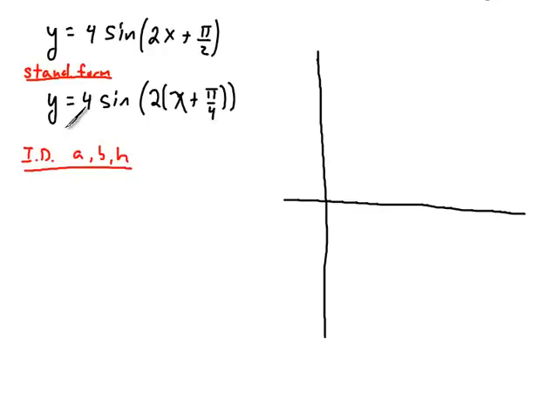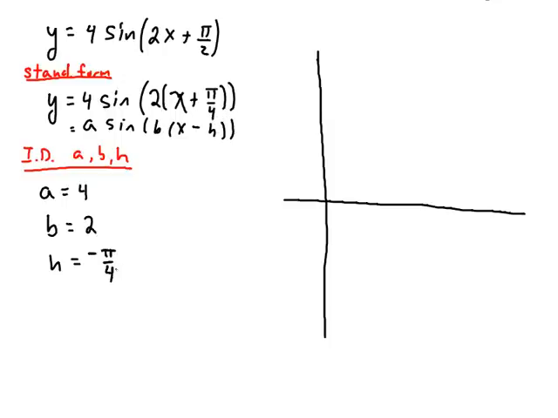And if I compare this to my standard form with variables, this would be a times the sine of b times x minus h. And from here I can identify the values of a, b, and h, which will tell me about the graph. Looking at this, I know that a is equal to 4, b is equal to 2, and h, it's your negative h, is equal to positive pi over 4, so h must be negative pi over 4.